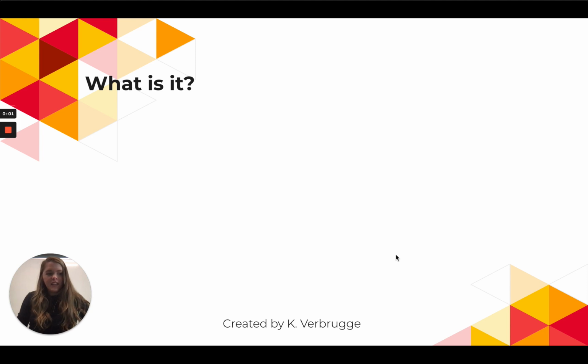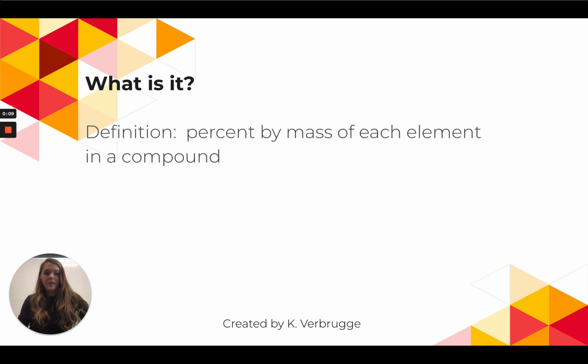Alrighty, this video today is going to go over percent composition. So what is percent composition? Our definition for today is that percent composition is just the percent by mass of each element in a compound. It looks at how much of each element is in a compound. For instance, if we're looking at CO2, how much carbon is in CO2 versus how much oxygen is in CO2.